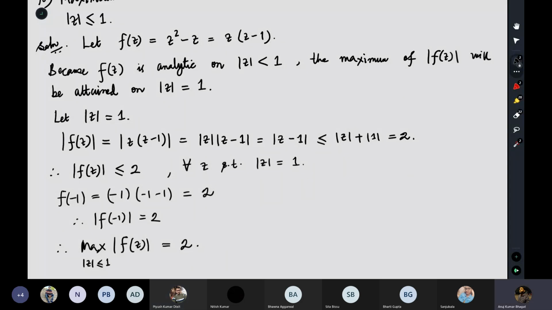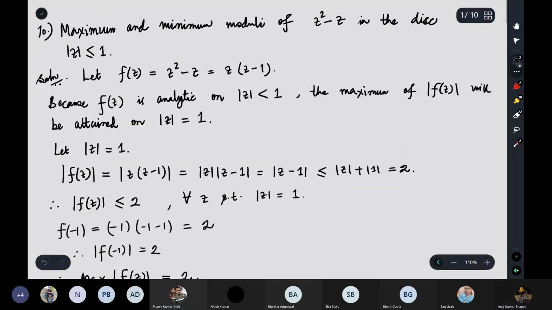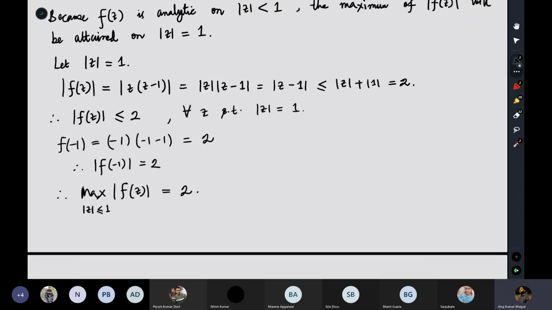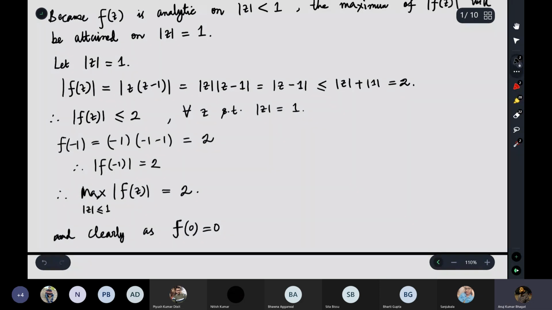Yes, sir. So what about the minimum? 0, sir. Right. You can clearly see this function takes the value 0 at z equals 0. So we are done, because modulus of a complex number cannot be less than 0. As f(0) is 0, the minimum of the modulus of the function is nothing but 0.